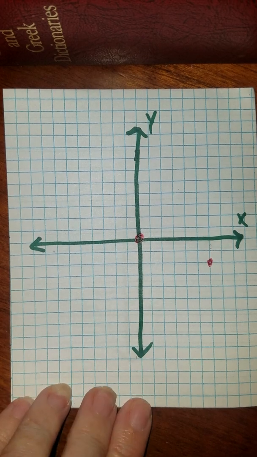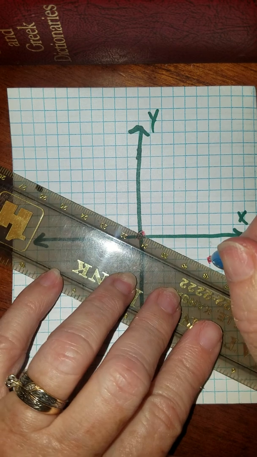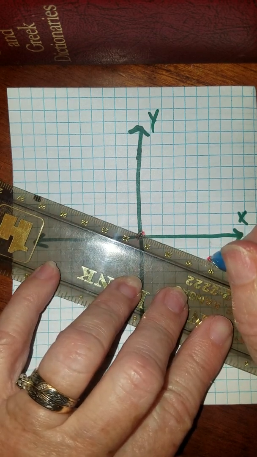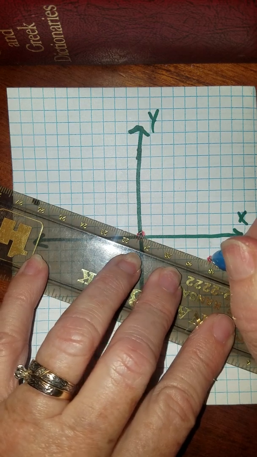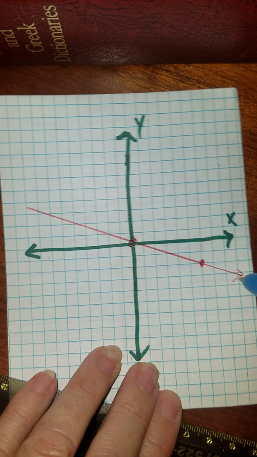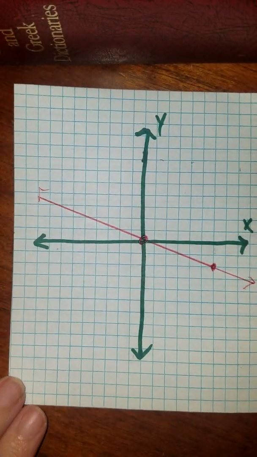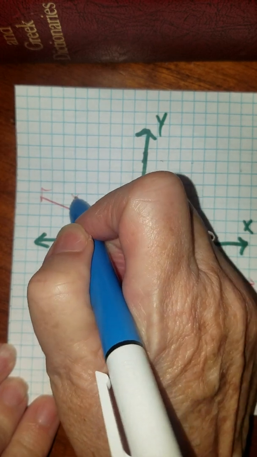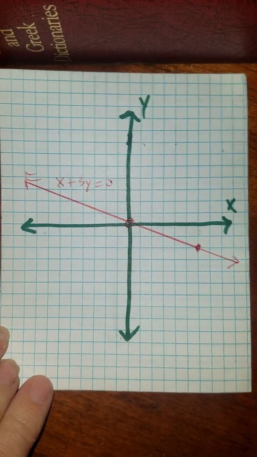I'm ready to take a straight edge, and with my straight edge, draw a line. And then you're going to write your equation. This is the equation: x plus 3y equals 0. And we've now graphed it.